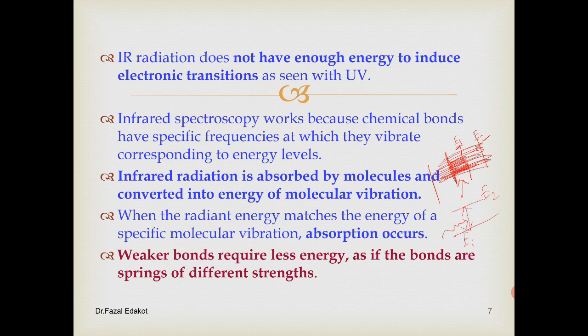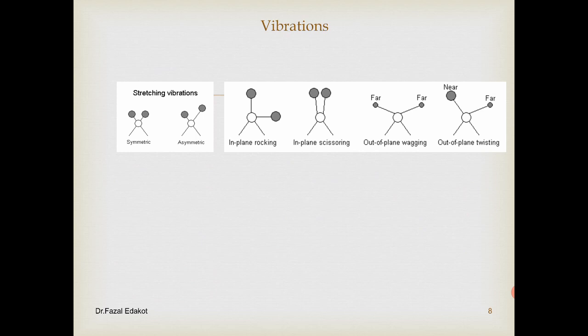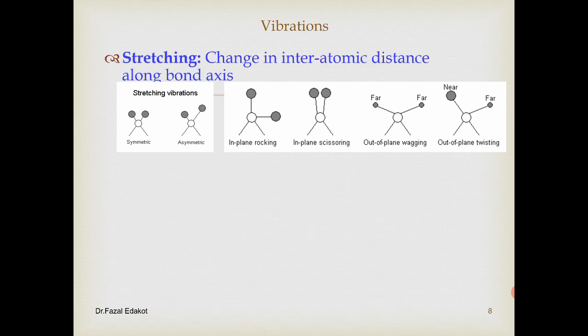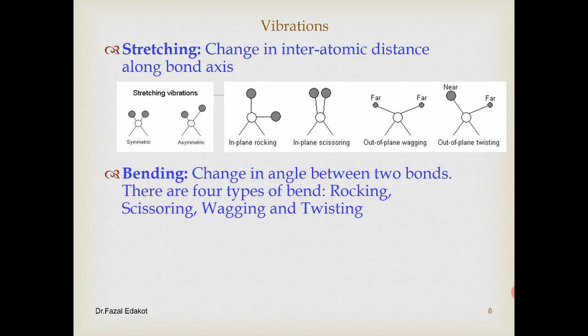If the spring is strong, it requires more energy. So the spring means the chemical bond. Please keep that in mind. Let's recall what types of vibrations are possible in a molecule. Stretching is a change in interatomic distance along the bond axis. There are stretching vibrations, which could be symmetric or asymmetric, and in-plane rocking, in-plane scissoring, out-of-plane wagging, and out-of-plane twisting. You have already learned all this in the theoretical part in the previous semester.